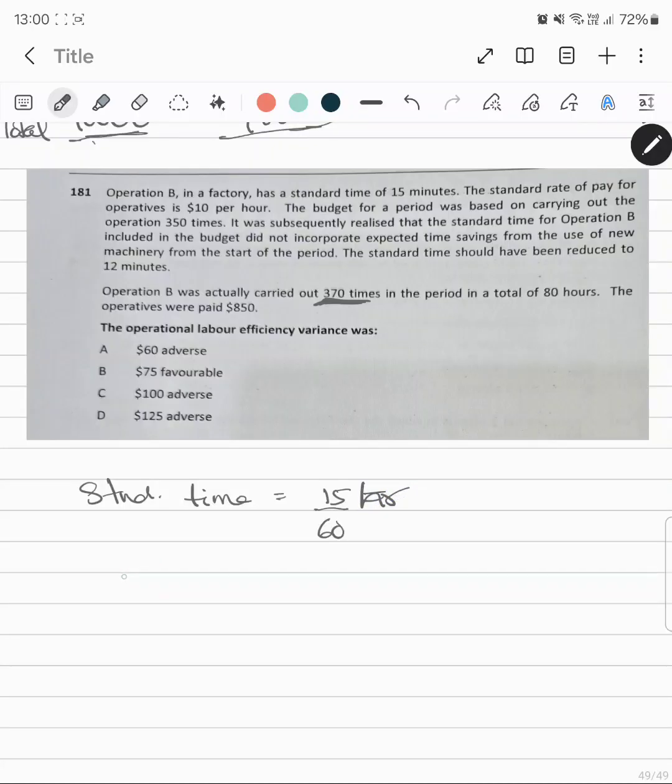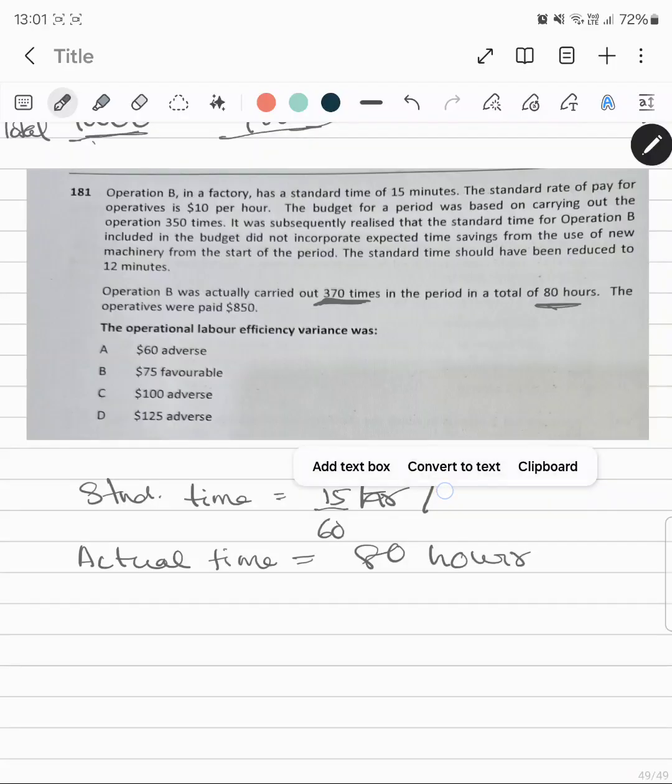And what is my actual time? The actual total time has been given as 80 hours. So I do not need to worry. This is per unit, or per operation, you can say. Okay, so this is the thing.